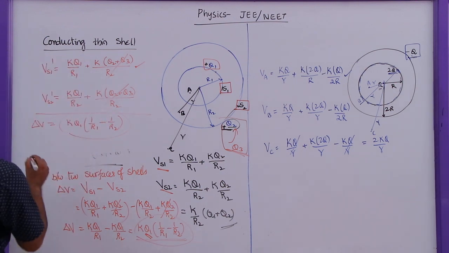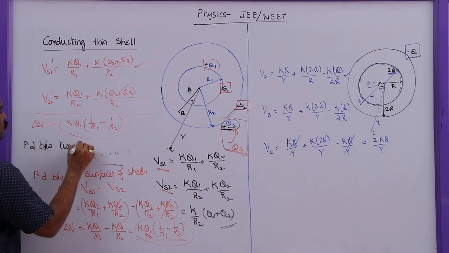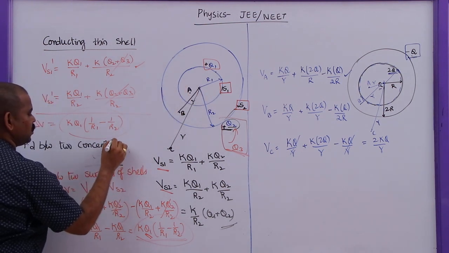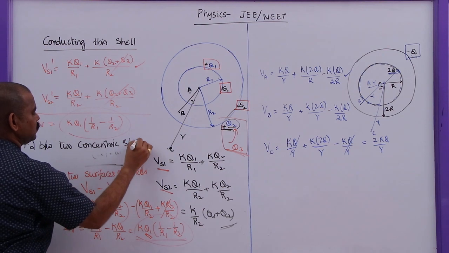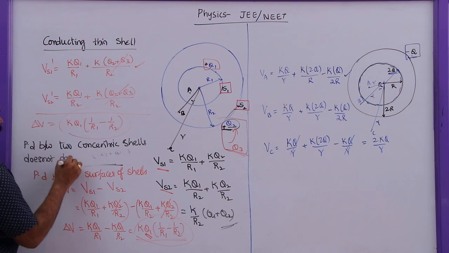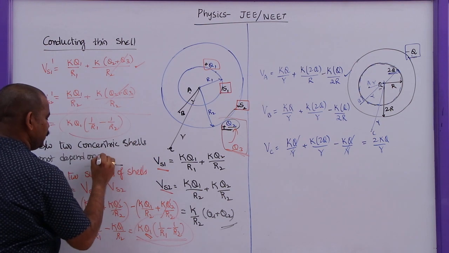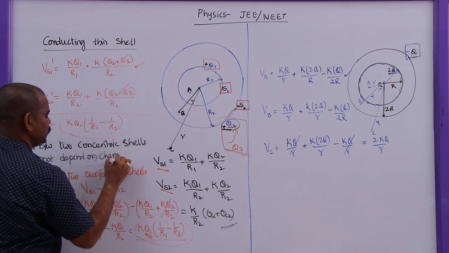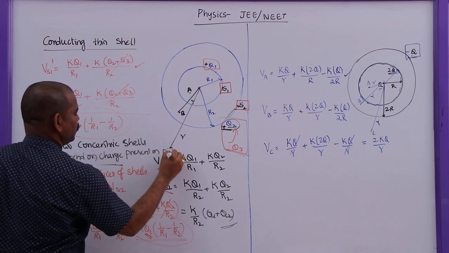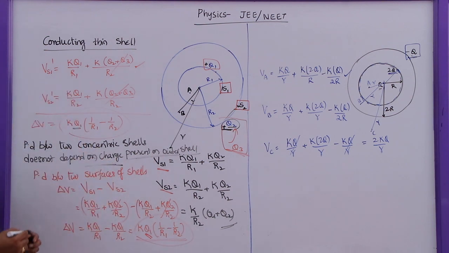So the conclusion is: the PD between two concentric shells, because both have the same center, does not depend on the charge present on the outer shell. That means it only depends upon the charge present on the inner shell.